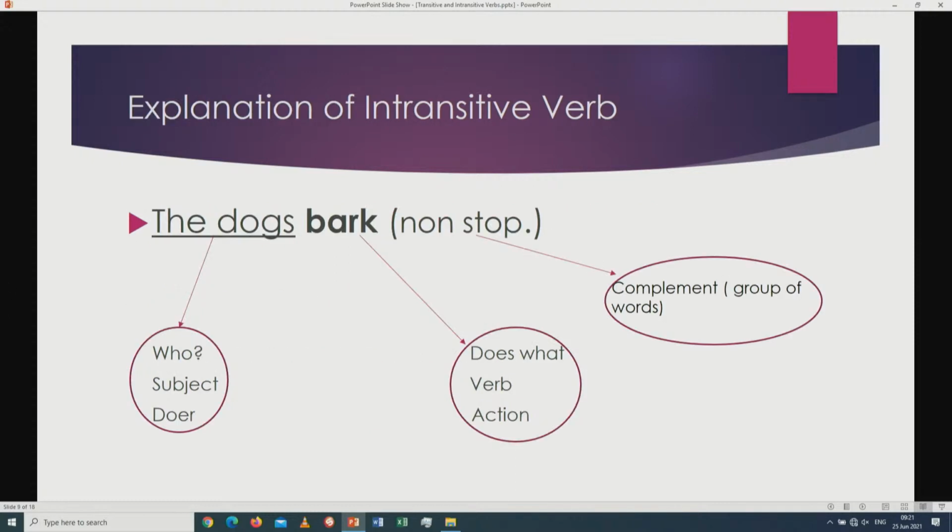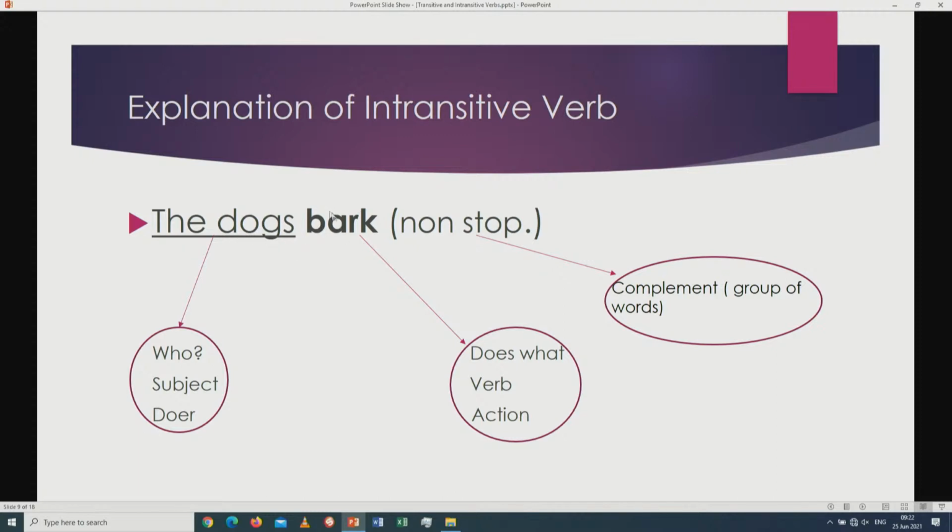Let's have an explanation of an intransitive verb. We say here, the dogs bark. The dogs, who, that's your subject or your doer. Bark, that's your verb, right? Does what? Verb, that's the action. Non-stop, the dogs bark non-stop. That's a complement, a group of words that refers to the subject. Right, so this verb here, bark, becomes intransitive.